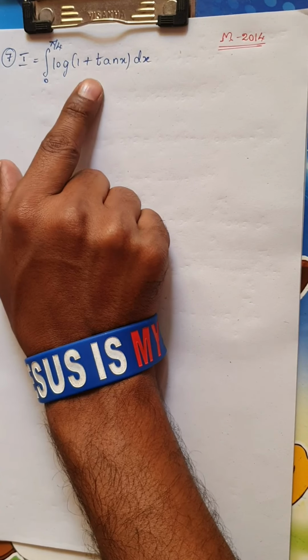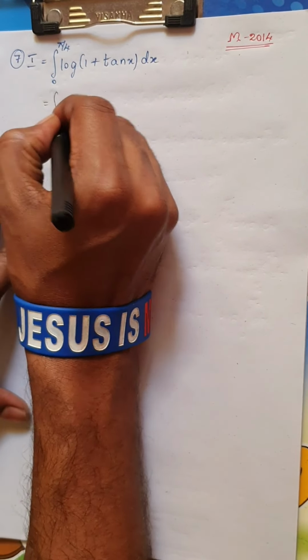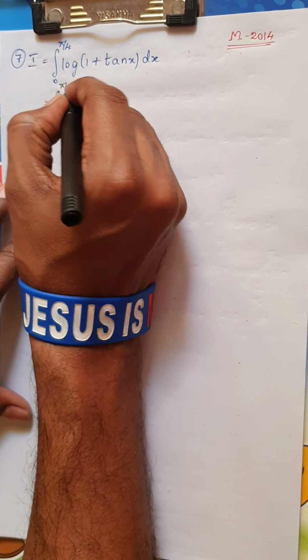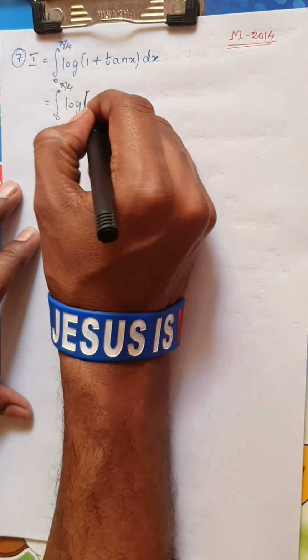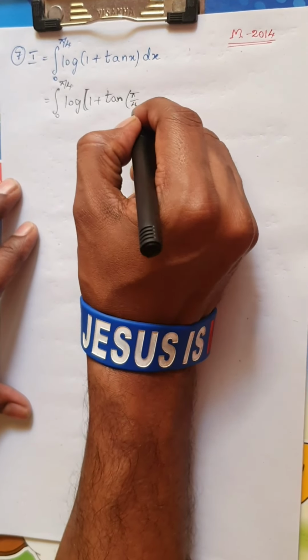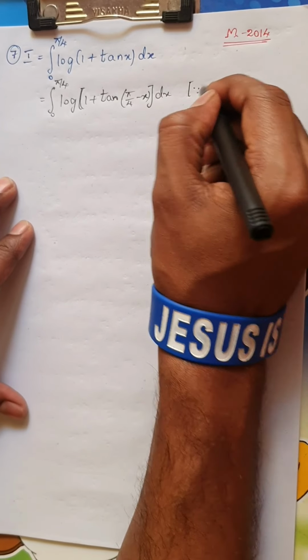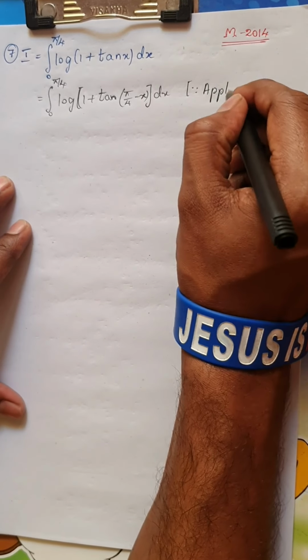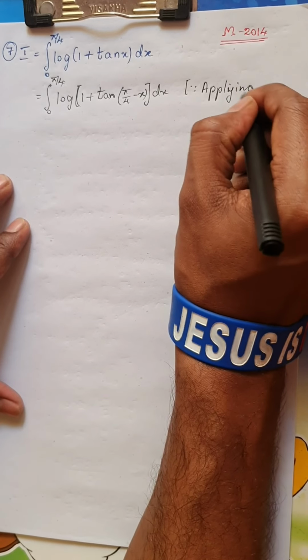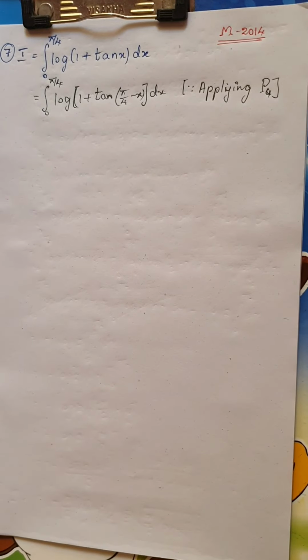Moving on to the next question, I have integral from 0 to pi by 4 log of 1 plus tan x dx. This was asked in the year March 2014. So we're going to prove for this. So this is nothing but 0 to pi by 4. Remember the limit here is pi by 4, log of 1 plus tan of, I will use the property a minus x, that is pi by 4 minus x dx. You can see the reason is applying P4, or else applying the property, you can say. I am applying the property here.